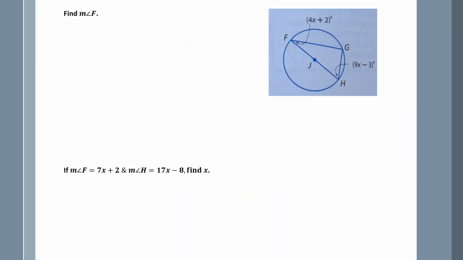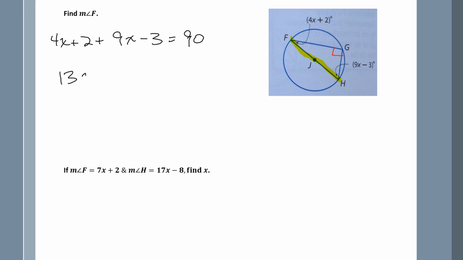Okay, so I can see here that this segment here, segment FH, is a diameter. So I want to find the measure of angle F. So I know these two angles here, 4x plus 2 and 9x minus 3, must add up to 90, right? Because this is a right angle. It's a right triangle here. So 4x plus 2 plus 9x minus 3 equals 90.